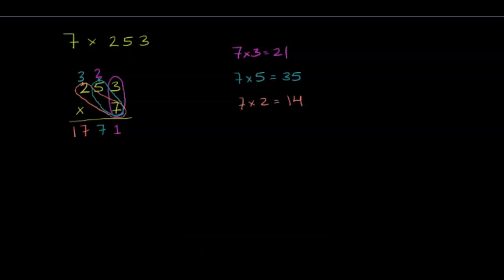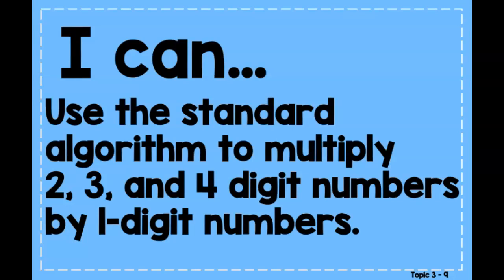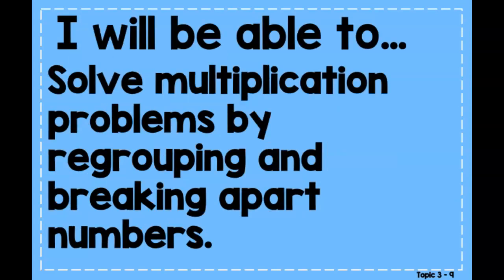1,771. So our learning intention for today was I can use the standard algorithm to multiply 2, 3, and 4-digit numbers by 1-digit numbers. Our success criteria is I will be able to solve multiplication problems by regrouping and breaking apart numbers. Remember, you can go back and watch the 2 previous lessons if you want to see the examples we did before.